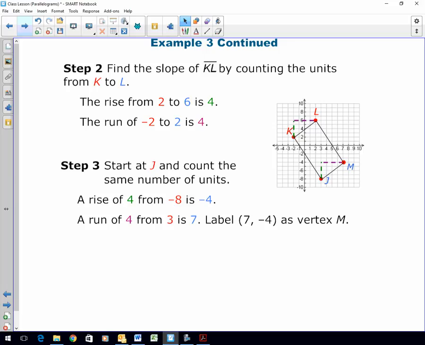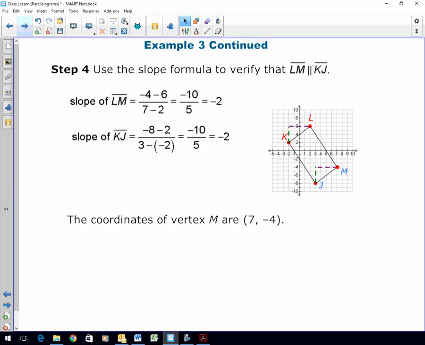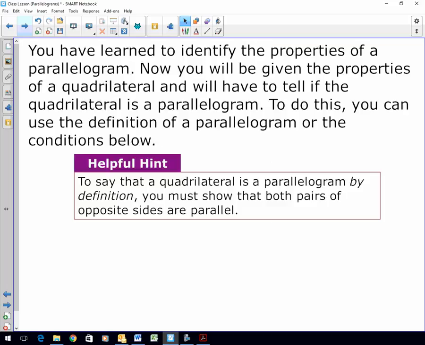Rise over run. So 7, -4 would be the vertex of M. Right? Let's say you had to check your work. You got 7, -4. You check your work to make sure the slopes are the same. This would be your proof that they are indeed the same. We're going to do something a little different today.